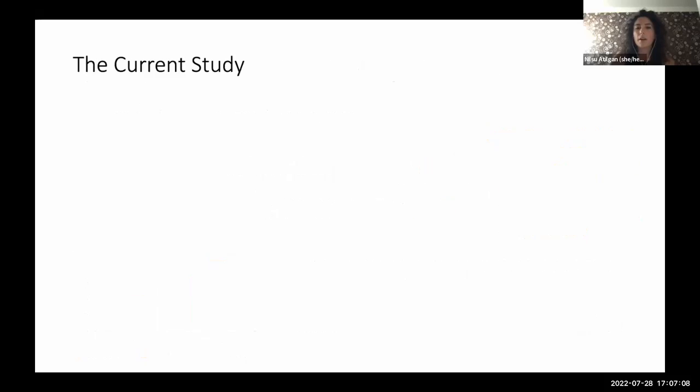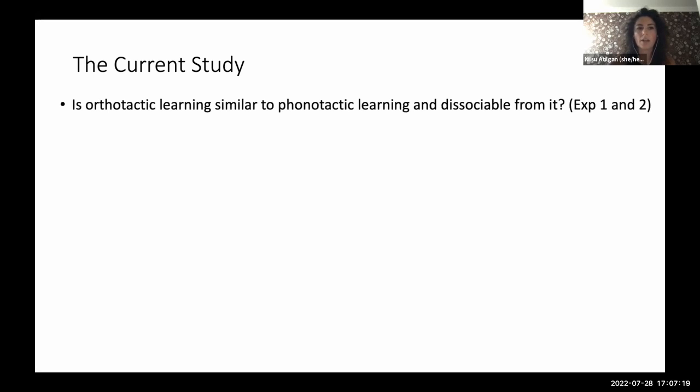Motivated by these different results in second order learning, and given that most of the studies have been conducted on phonotactic constraints, in the current study we first wanted to ask: is orthotactic learning similar to phonotactic learning and dissociable from it? I will try to answer this question with experiments 1 and 2. This is, to our knowledge, the first study looking at orthotactic learning through typing.